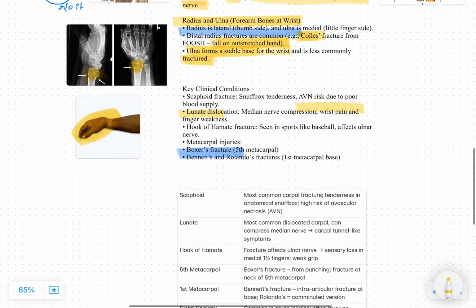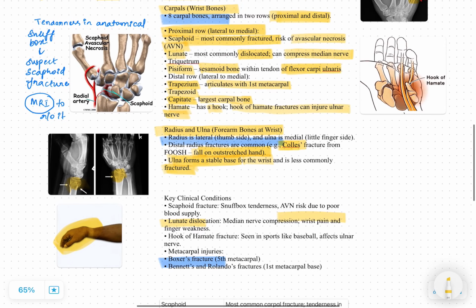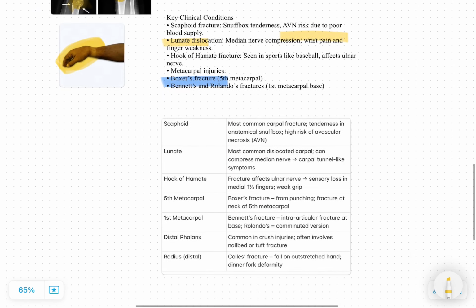So coming to the clinical relevance, this is the hook of hamate where the ulnar nerve passes. So whenever there is an injury here, there is more proneness to ulnar nerve compression. Scaphoid is the most commonly fractured carpal bone. Any tenderness in the anatomical snuff box, there is high risk of avascular necrosis.